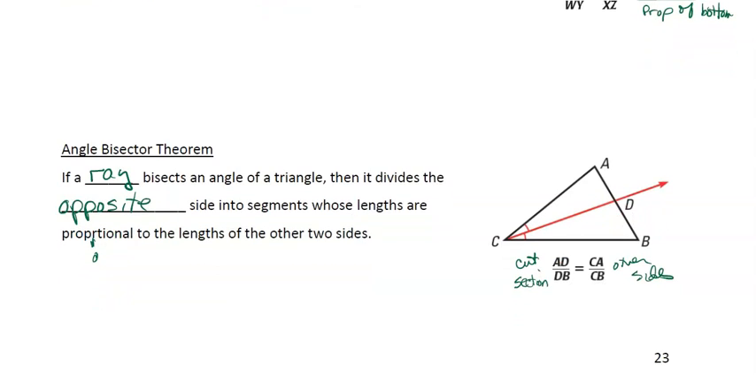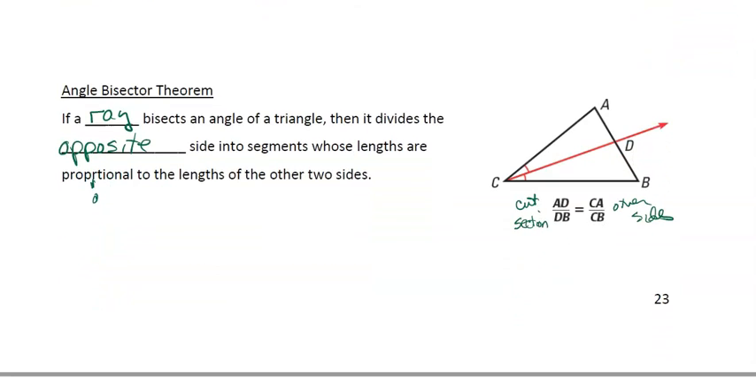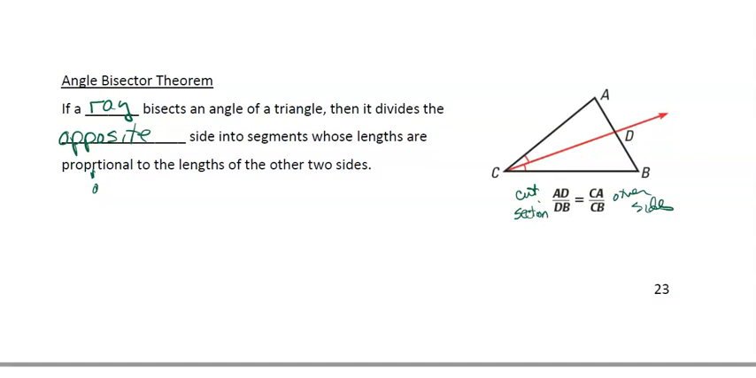Here's a third theorem. This is the angle bisector theorem. So you have an angle that's been bisected. How do I know it's been bisected? Well, first off, what does bisected mean? It means that an angle is cut into two equal parts. So this angle right here, the top red, equals the bottom red. So that's been bisected.